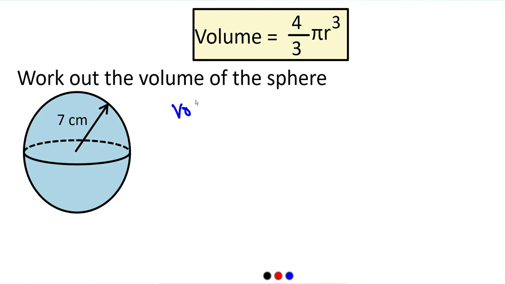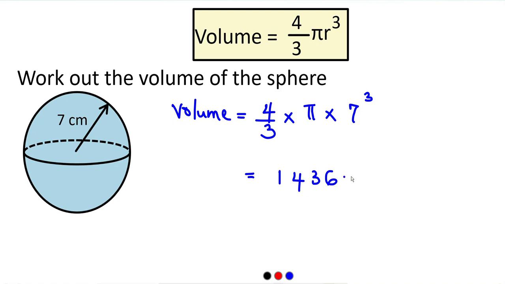So we start off with the volume, which is 4 over 3 times pi times the radius, and the radius is 7, so we do 7 cubed. Now we type 4 divided by 3 times the pi from your calculator times 7 cubed. That's 7 times 7 times 7. When you do that, you get 1436.8 centimeters cubed. You'll notice that I rounded my answer to 1 decimal place, and that's something to remember.